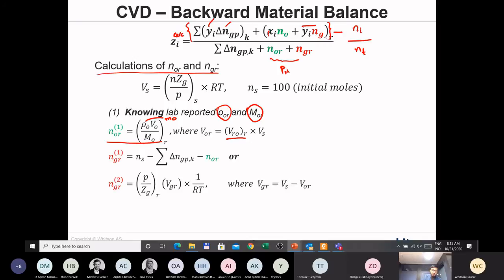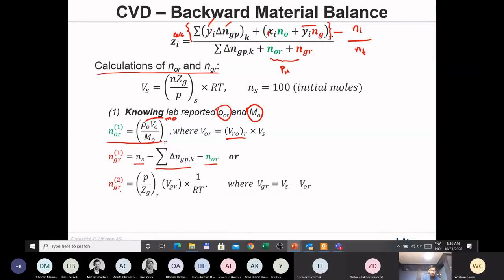And the residual gas moles can be calculated in two ways. One, you know the total moles initially, that's 100 moles. And then we can calculate the sum of moles of gas produced from the PVT cell. And then we have calculated the moles of the residual oil. So if we have the total moles of gas removed and the moles of oil present finally, then we get the moles of the residual gas present at the abandonment pressure in the PVT cell.